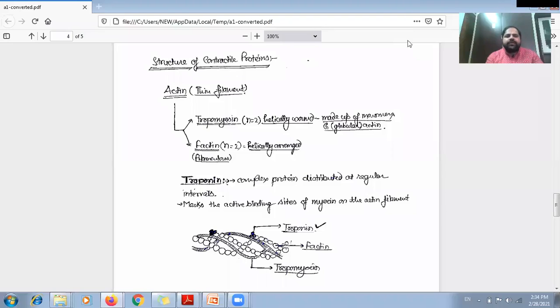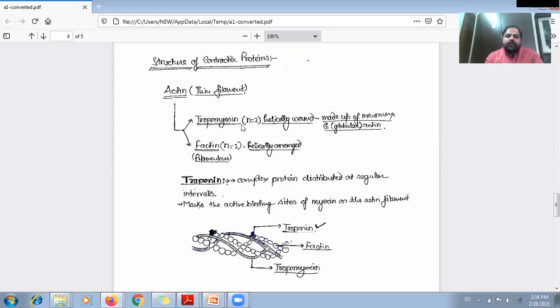Now we'll see the details of actin and myosin protein. Structure of contractile protein is the main heading, and under this heading we will understand the zoomed structure of the actin and myosin protein. As I told before, actin is a thin filament. This actin is composed of two kinds of components. First component is called tropomyosin and the second component is called F-actin. And both of these components are present in pairs.